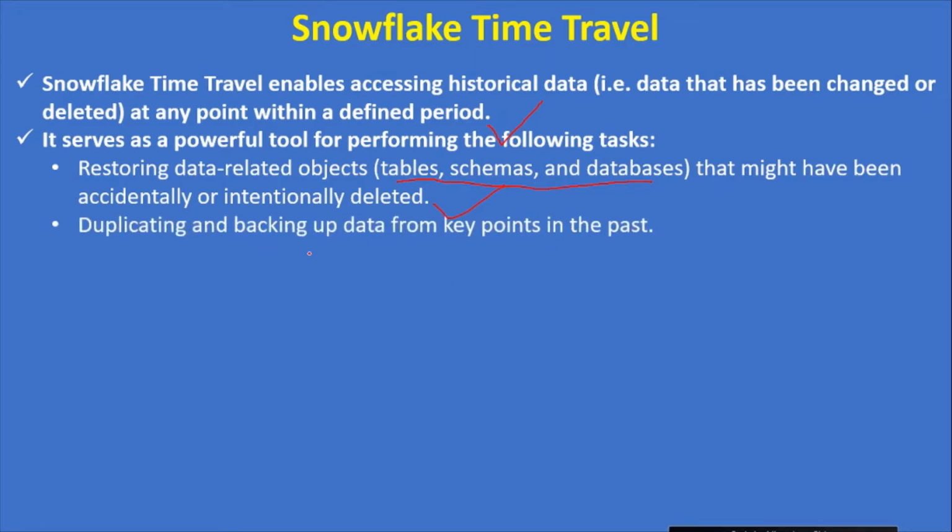The second one is duplicating and backing up the data from key points in the past. So this is another purpose. Like now you have your own database as part of your new change request. You want to take the data from production, and then on top of that you can do your changes. In that case, you duplicate and back up data from key points in the past.